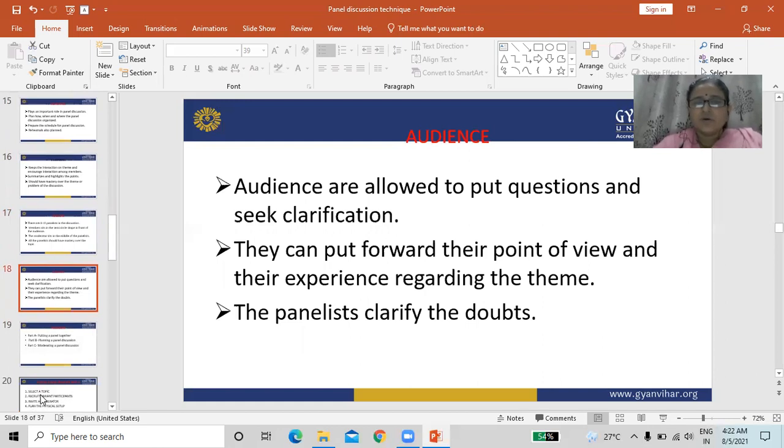Audience: the audience are allowed to put questions and seek clarification. They can put forward their point of view and their experiences regarding the theme. The panelists clarify the doubts of the audience. If we organize a panel discussion in the education sector, then our audience is teachers and students.